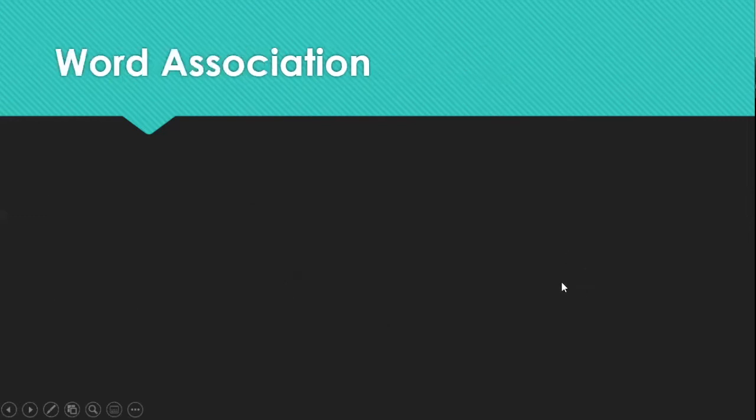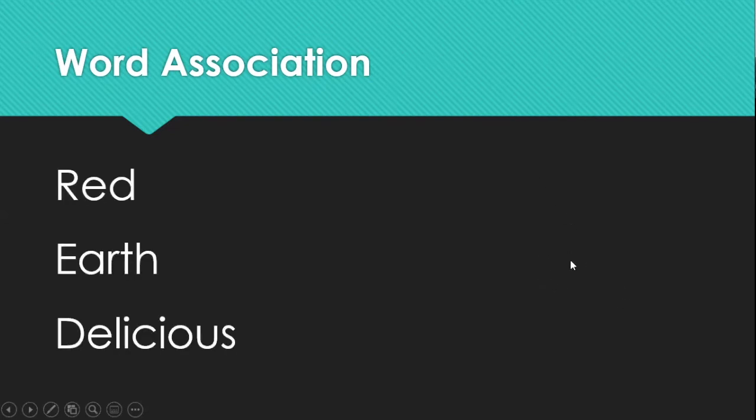And so when we talk about this, think about word association, right? What do words represent in our minds? What images do they bring to our minds? So, red, earth, delicious. What do you think of when you think of the word red? What do you think of when you think of earth or delicious? Did you notice that I used three words that acrostically spell red again? Look, I pulled one over on you. Didn't even notice.